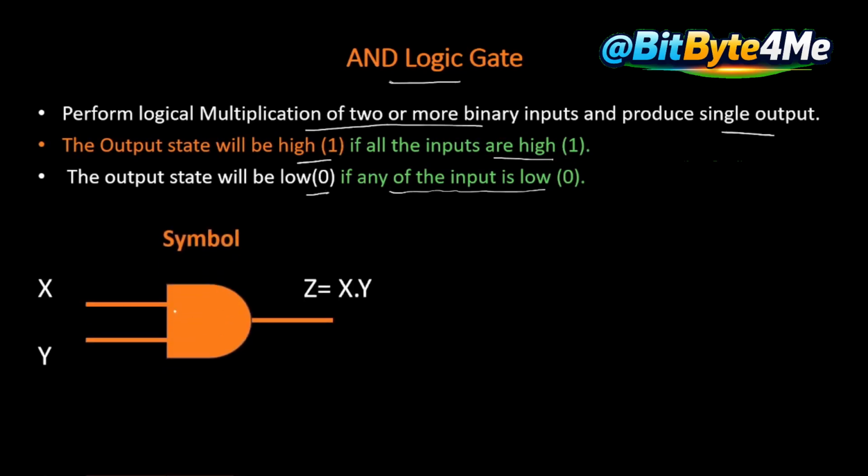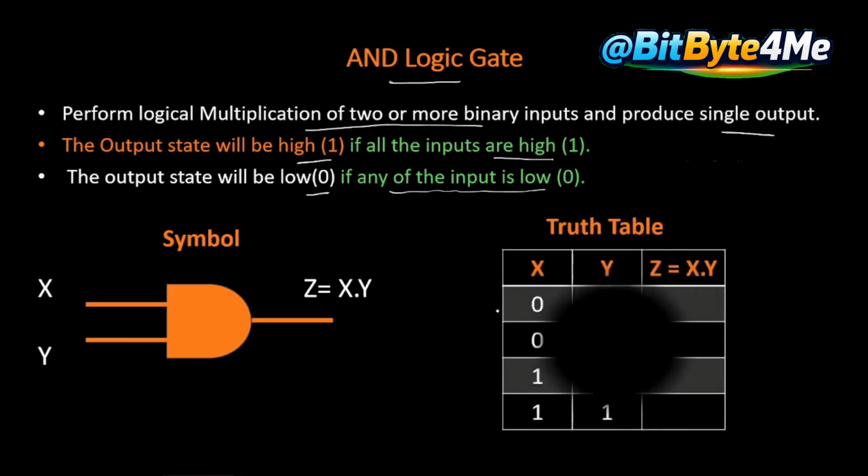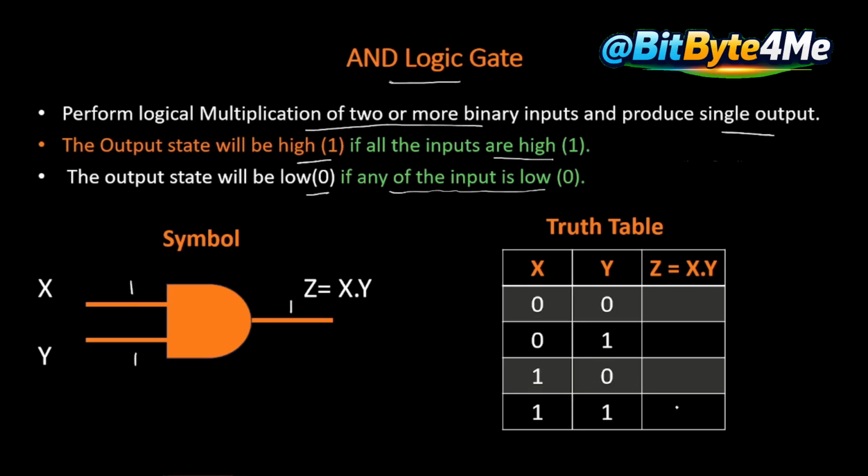Its symbol is like this, and two inputs are shown here, X and Y. You will get the output as the multiplication of X and Y. In the truth table, you can give X and Y four possible values: 0 0, 0 1, 1 0 and 1 1. You will get 1 only when both X is 1 and Y is 1. Otherwise, if X is 0 or Y is 0, you will get 0. So only the high output will be obtained if both X and Y are high, both are 1.